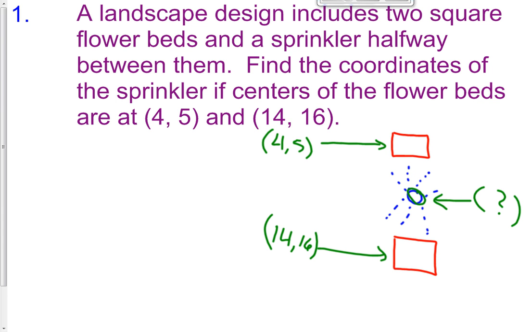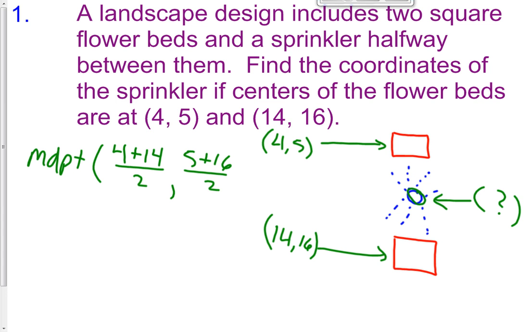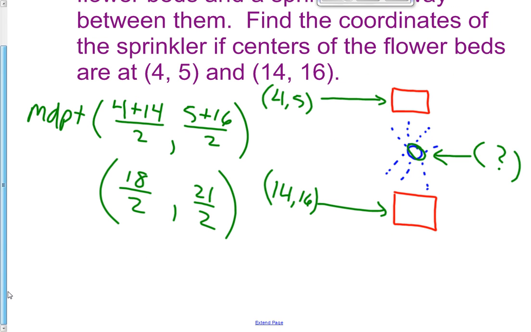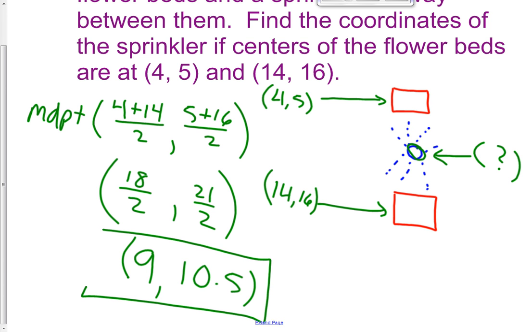So we're going to add up the x's. The midpoint is where our sprinkler is going to be, adding up the x's and then dividing by 2. That's going to be your x-coordinate, and adding up the y's and then dividing by 2, there's your y-coordinate. So 14 plus 4 is 18, 18 divided by 2. And 5 plus 16 is 21, 21 divided by 2. So our answer here is 18 divided by 2, which is 9, and 21 divided by 2, 21 halves, 10.5. And there's our answer for the ordered pair of where the sprinkler is.